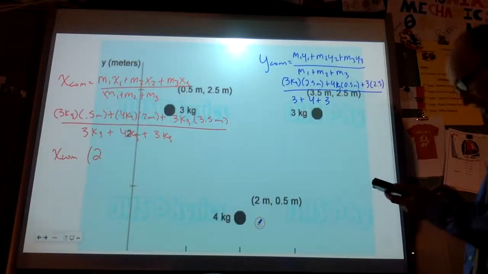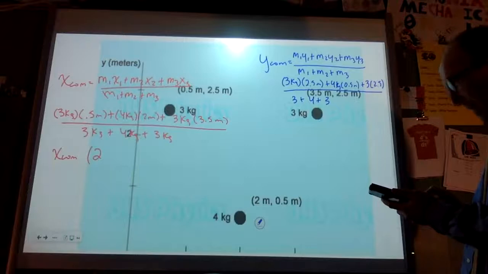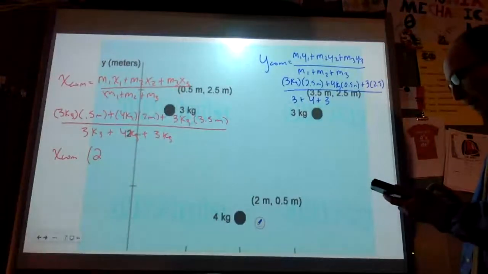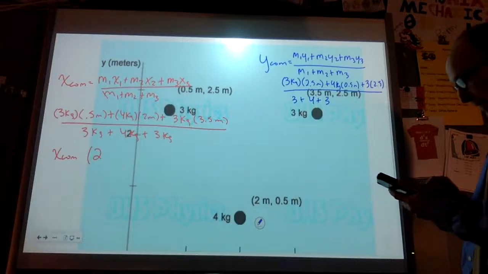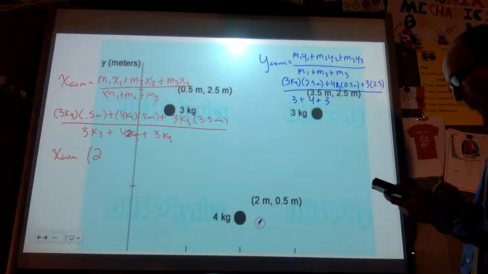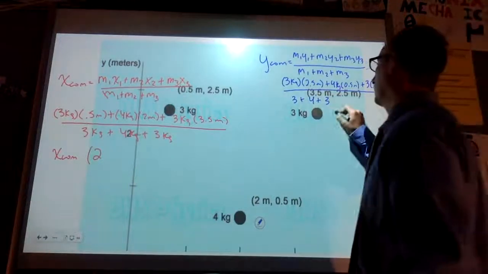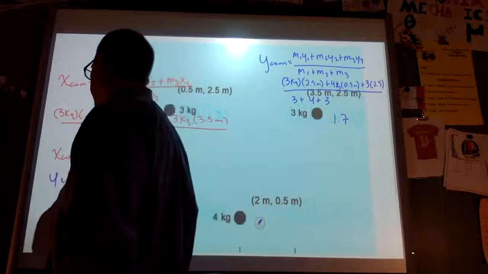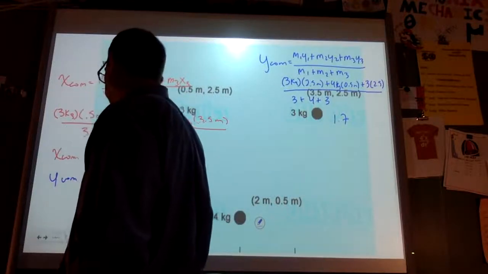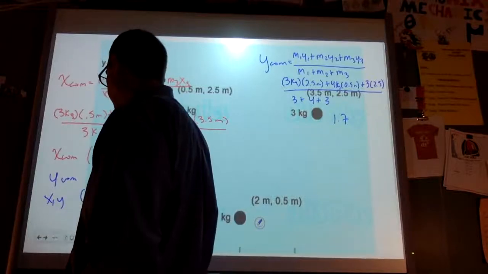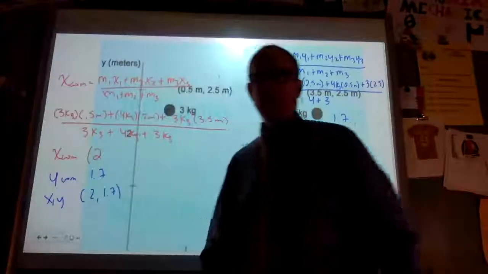So 3 times 2.5 plus 4 times 0.5 plus 3 times 2.5, divided by 3 plus 4 plus 3, gives 1.7. So I could say that the Y center of mass is at 1.7, or I could say the XY center of mass is at 2, 1.7.